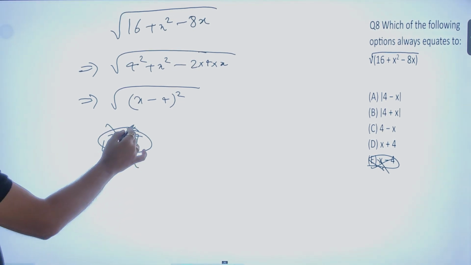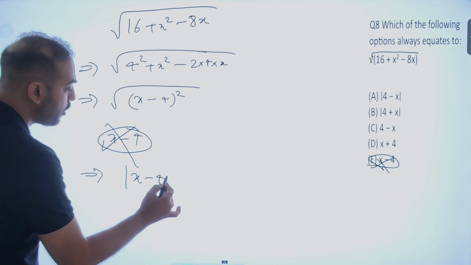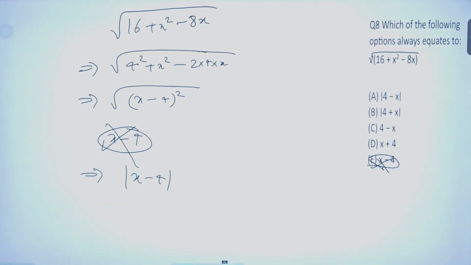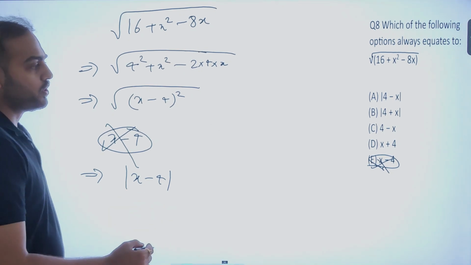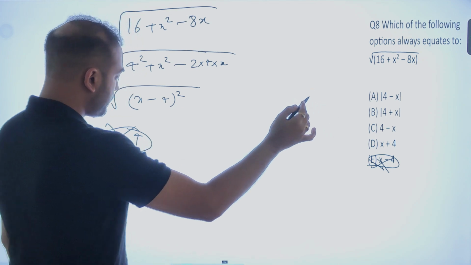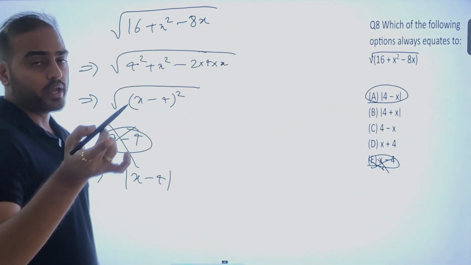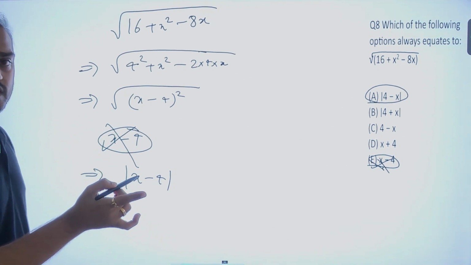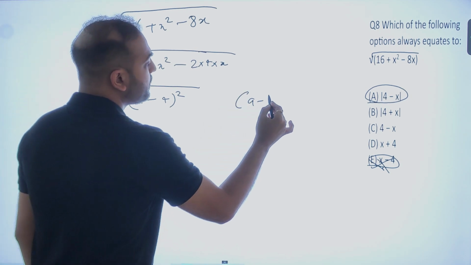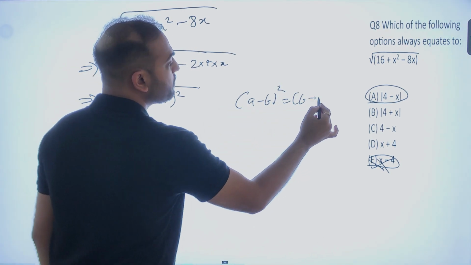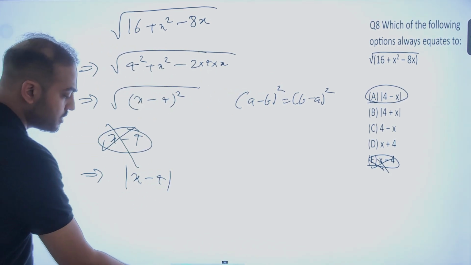Square root of variables is modulus. Remember that. So this will become modulus of x minus 4. Now, we don't have x minus 4 in the options, but we do have 4 minus x. For modulus or squares, they are the same thing. Whether you write a minus b whole square or b minus a whole square, they are the same thing.